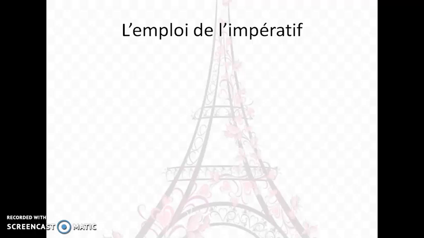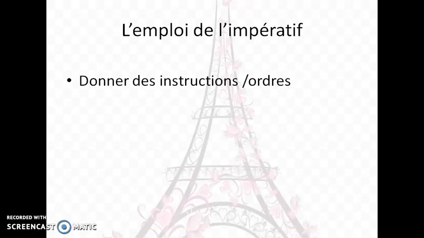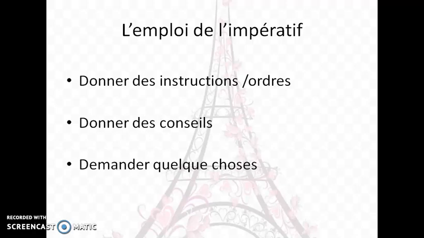So, for what is the imperative tense or the imperative mood used in French? First one is donner des instructions ou ordres, to give instructions or orders. Donner des conseils, to give advice. Demander quelque chose, to ask something. So, the imperative tense is used in French to place an order or to place a request to someone. If you want to give some order to someone, or if you want to make a polite request, or if you want to give some advice, then you will use the imperative mood in French.